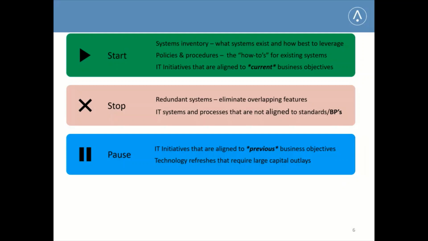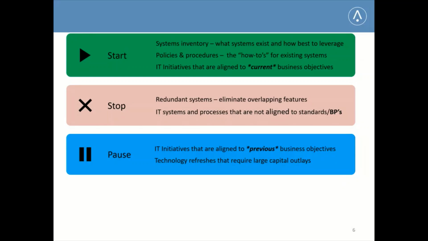The other item that we want to pause at this point are any technology refreshes that require large capital outlays. You may have servers or network infrastructure or some physical technology that you invested in years ago, and you had planned in 2020 to refresh that technology. Well, I'm going to suggest that companies pause that. And in fact, I'm going to suggest that companies not even just pause, but maybe even start to move some of those refreshes that require the large capital outlays to the stop area.